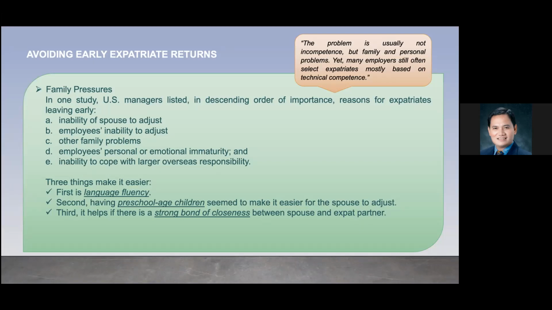Now, what are the three things that make it easier? First is language fluency, since spouses will feel even more cut off if they can't communicate. Second, having preschool children seems to make it easier for the spouse to adjust. This suggests that younger children, perhaps because of their increased dependency, help the spouses retain their part of their social identities. And third, it helps if there is a strong bond of closeness between the spouse and the expat partner. This provides the continuing emotional support many spouses find lacking abroad.